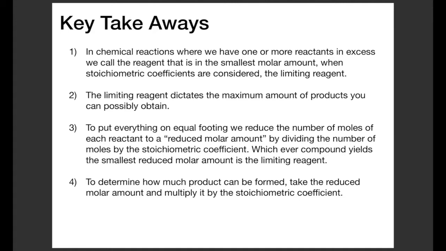We calculate something that I call a reduced molar amount to put everything on equal footing. What we do is we take the number of moles that we have on the reactant side, divide that by their stoichiometric coefficients, and this generates the reduced molar amount. Whichever compound has the smallest reduced molar amount is the limiting reagent. To determine the number of moles that are formed of product, we take that reduced molar amount and multiply it through by the stoichiometric coefficient of that product.